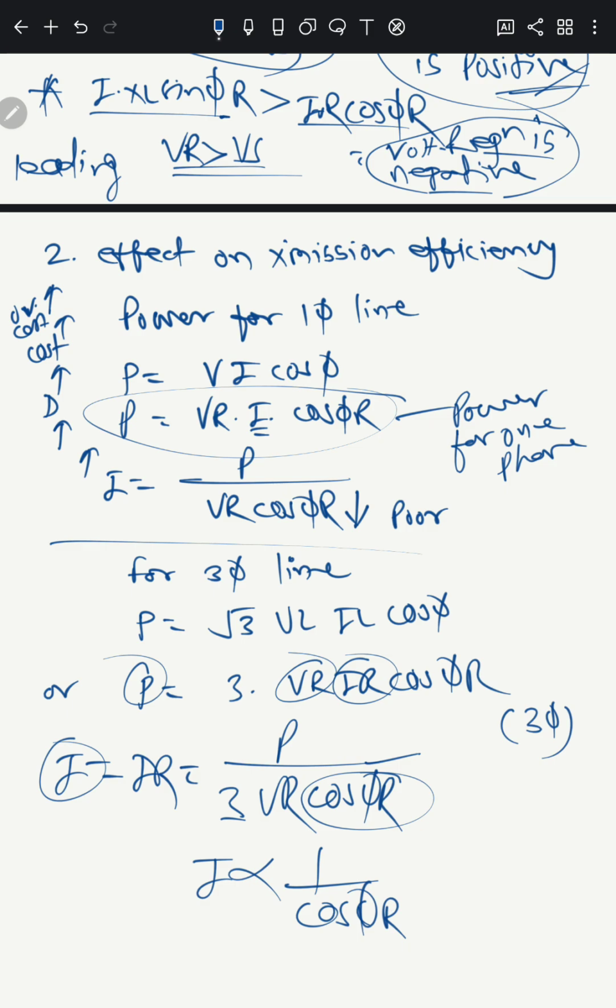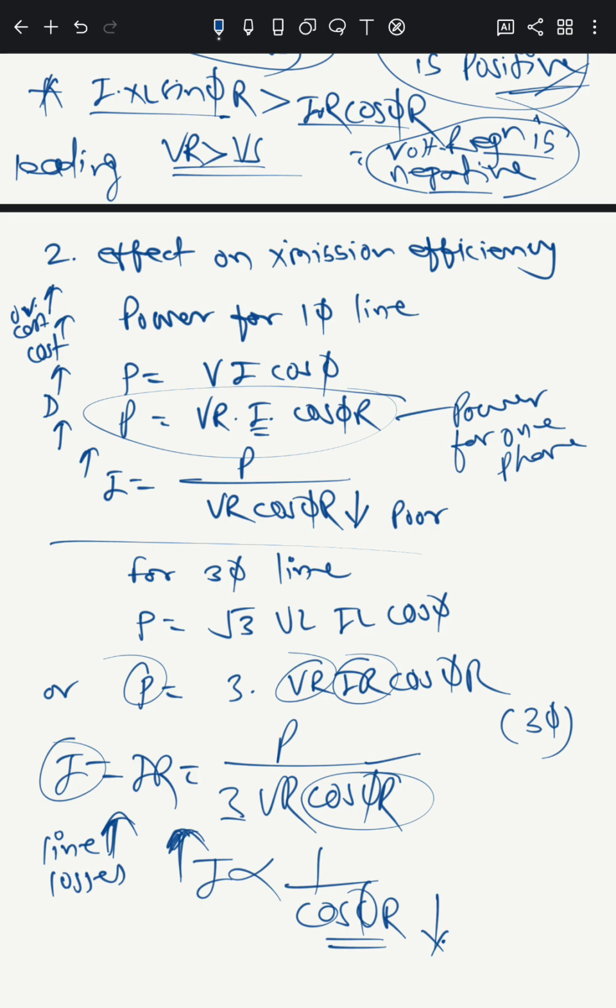So with a decrease in the load power factor, the load current, and hence line losses, increase. Load current increases, and line losses also increase. So this leads to the conclusion that the transmission efficiency of the line decreases with decrease in the load power factor and vice versa.